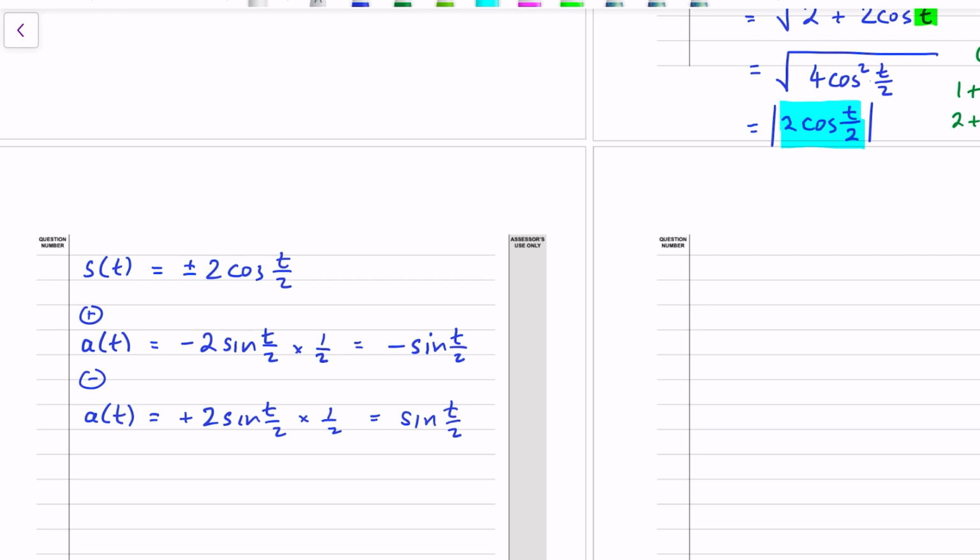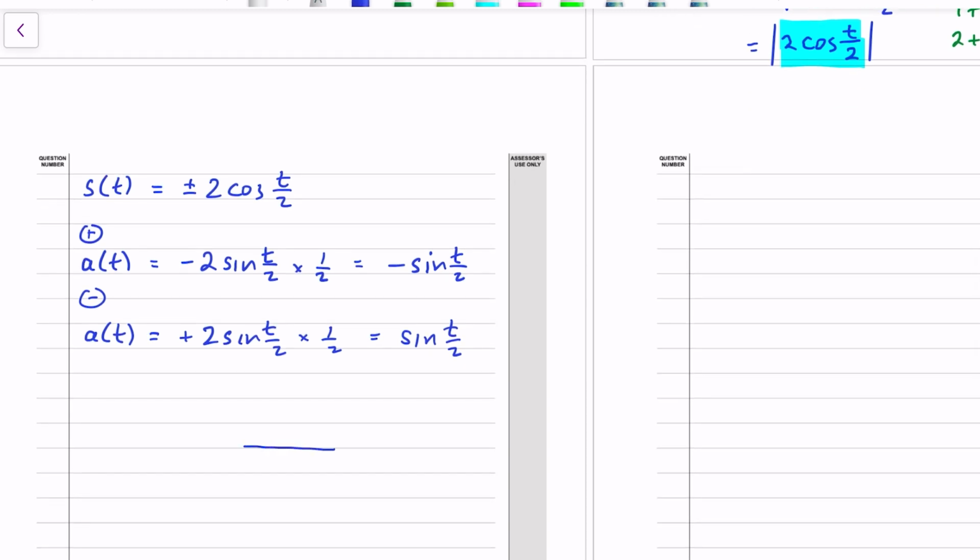So if you think about the cosine of t over 2 graph, I'm going a little bit beyond what the question needs here. But if you think about that, it's a cosine graph like normal, but it's got a frequency of a half. A normal cosine graph would stop at 2 pi, the one whole cycle in 2 pi. This one here takes twice as long to get to the end of the cycle, so therefore that's 4 pi.